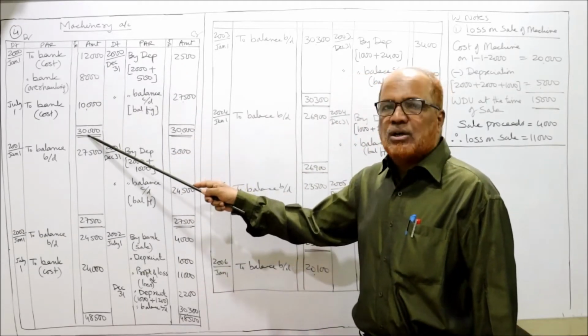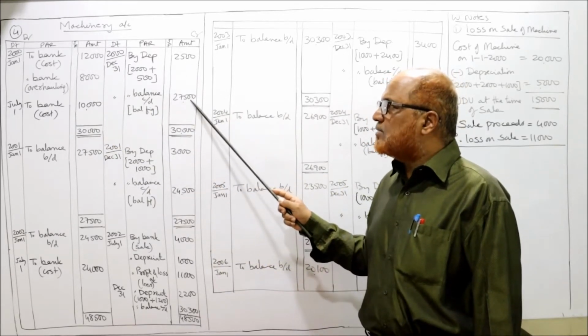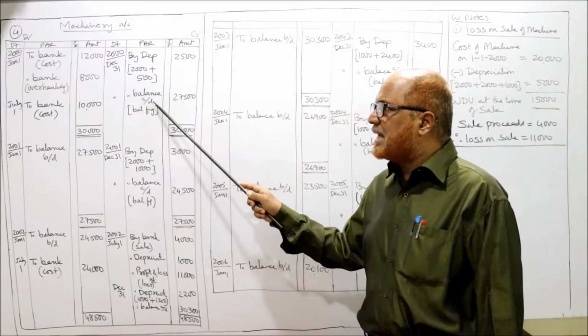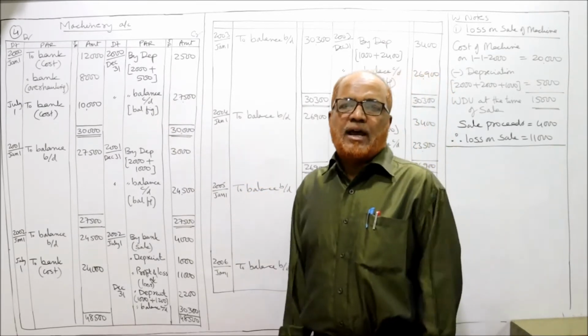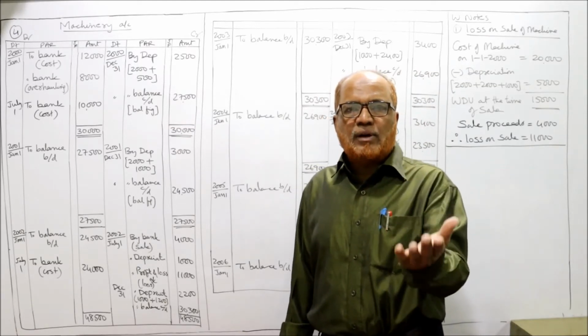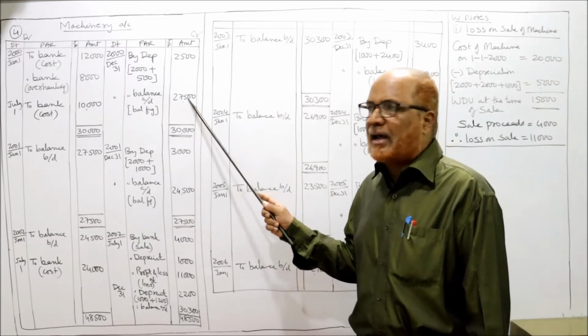20 plus 10, 30,000 debit side, 30,000 credit side, 30,000 minus 2,500. 27,500 is the by balance carried down, the balancing figure. One year completed. At the end of the first year, the WDV, the written down value of the machine, is 27,500.